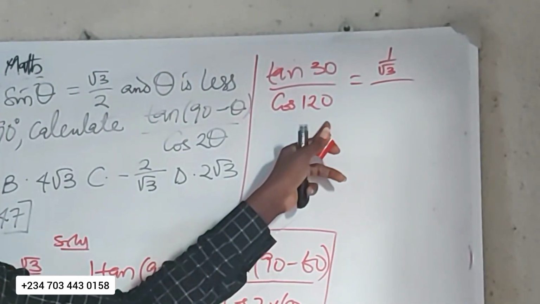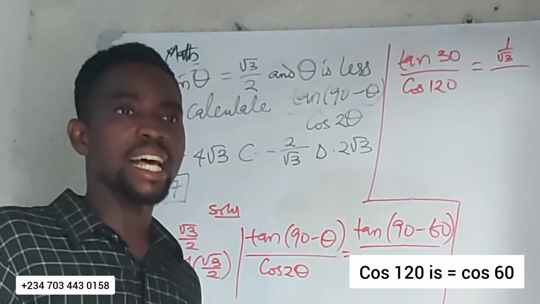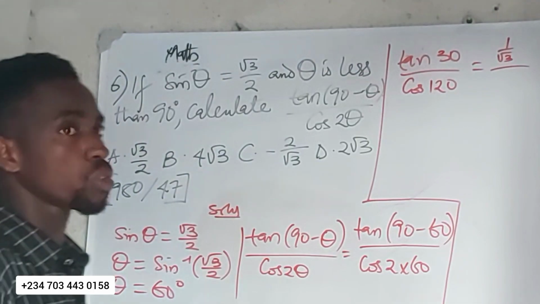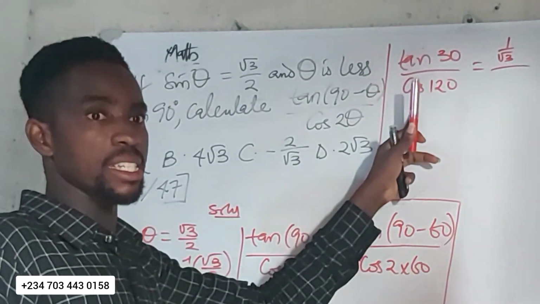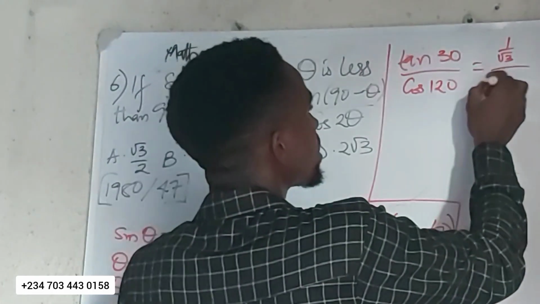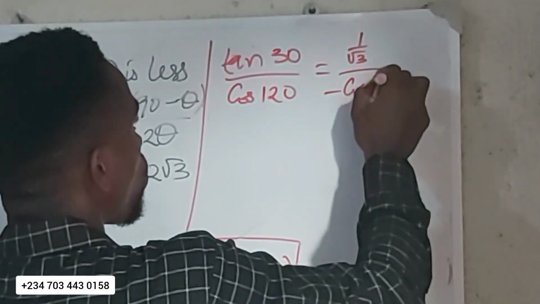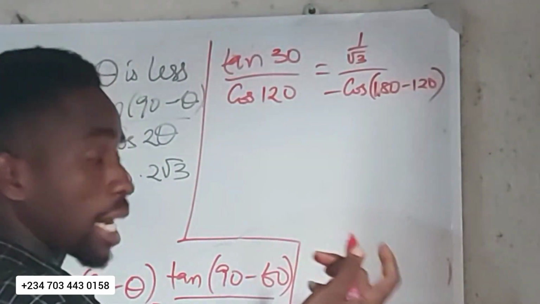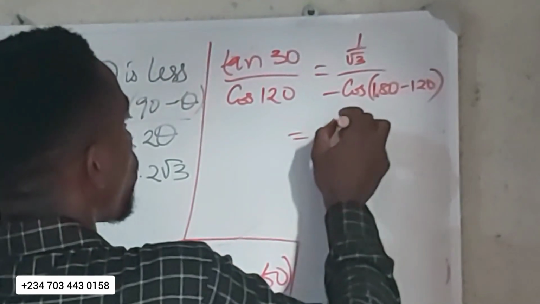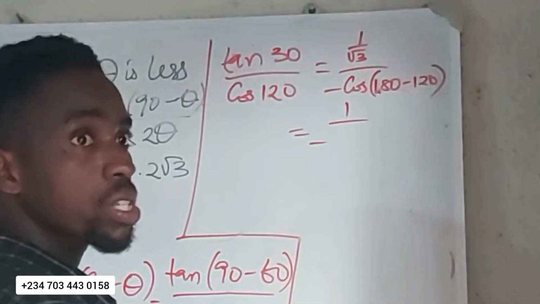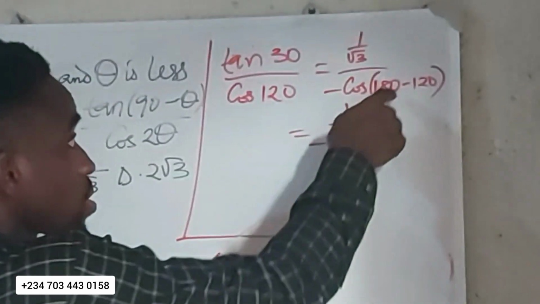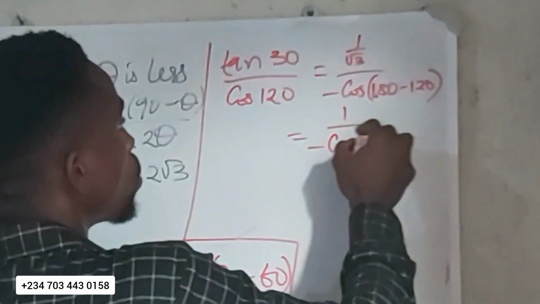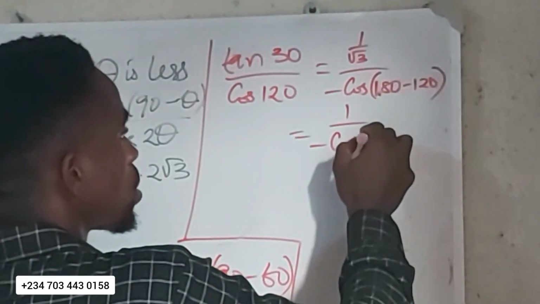cos 120. Cos 120 is the same thing as cos what? 60. So cos 120 is cos 60, but it's going to have a negative sign. Cos 120 is negative cos 180 minus 120. That's how we find it. So which is 1 upon minus, cos is negative in the second quadrant, so that's why we are putting this negative sign. So cos 180 minus 120 is 60.